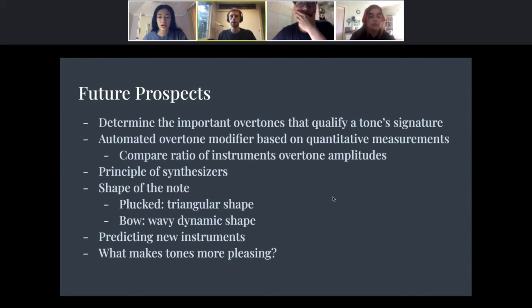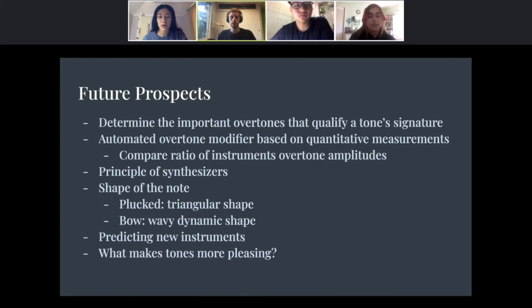In the future, another experiment could be to see how many overtones are actually significant to the instrument before it starts sounding like a different instrument. We could repeat the same process as our experiment and remove potentially insignificant overtones one by one. Another aspect to consider is the shape of the note. For example, we noticed that the plucked versus bowed playing of the same instrument produced different shapes of the note.